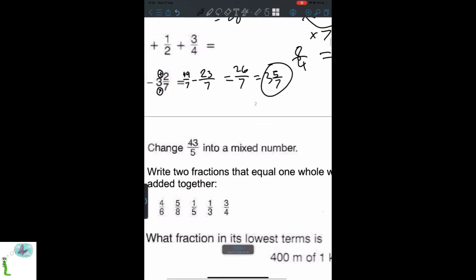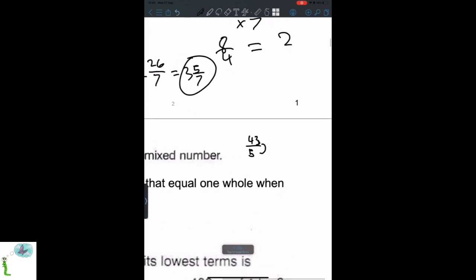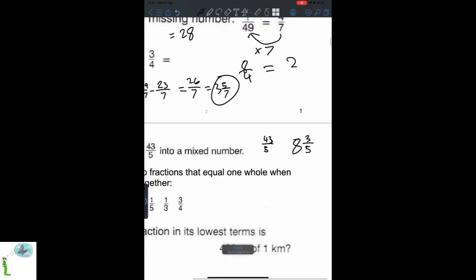Question 8. Change 43 over 5 into a mixed number. First you have to see how many times does 5 go into 43. It goes 8 times, so that's going to be the big number. Then you have to ask what the remainder is. So 5 times 8 is 40, the remainder is then 3, because there's 3 left over. Just going to be 3, and you keep the denominator the same.